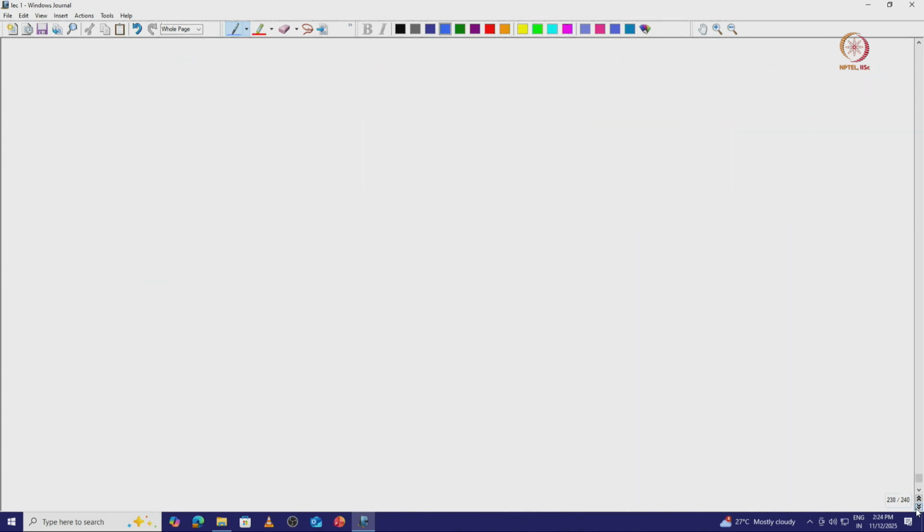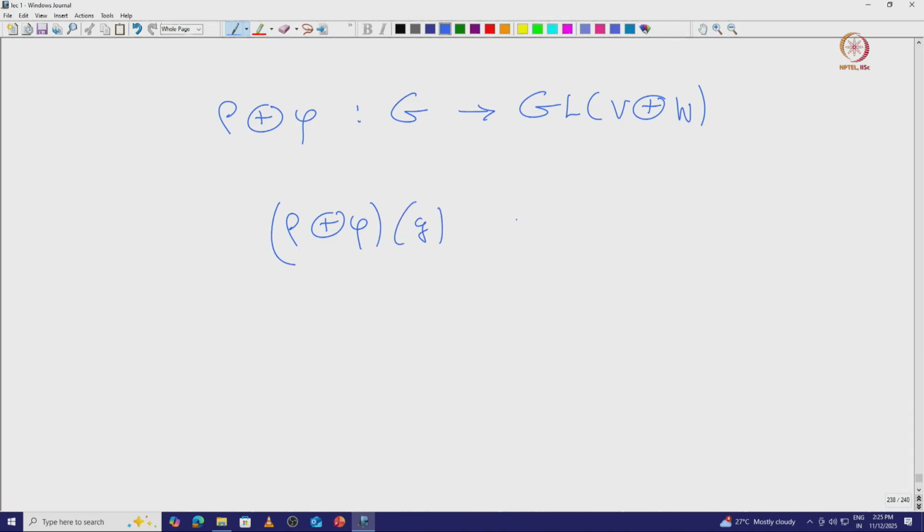Okay. So, the proof is given as follows. Recall how the direct sum is defined. The direct sum of rho and phi is a map from G to GL of V direct sum W, where the map rho direct sum phi of g is given by, let us write it in the matrix notation. As linear maps, it is going to be the direct sum of these two maps, rho of g direct sum phi of g.